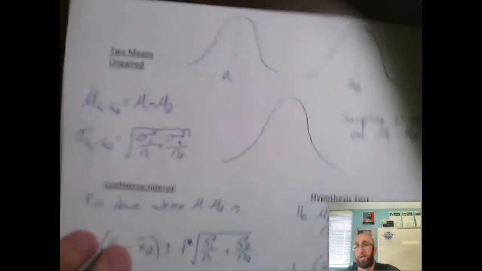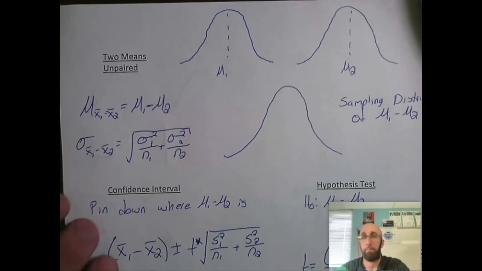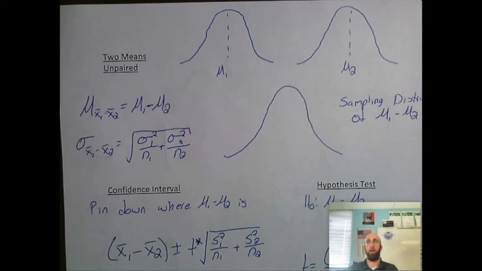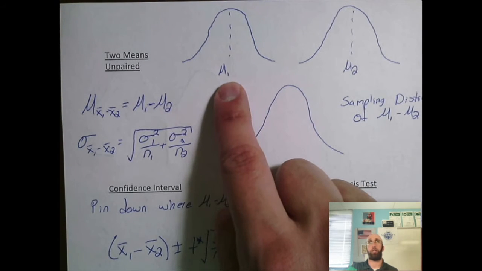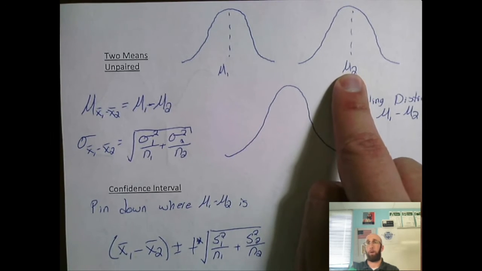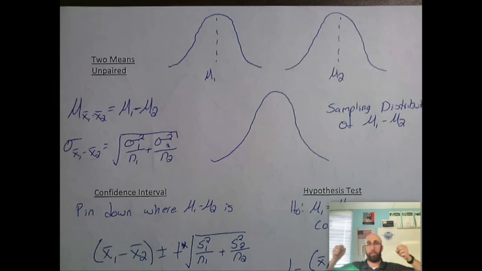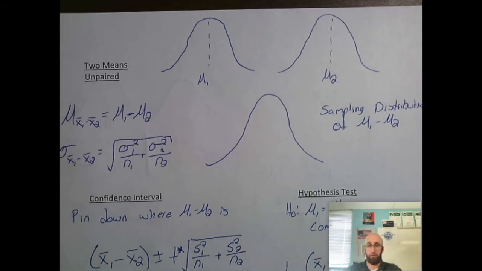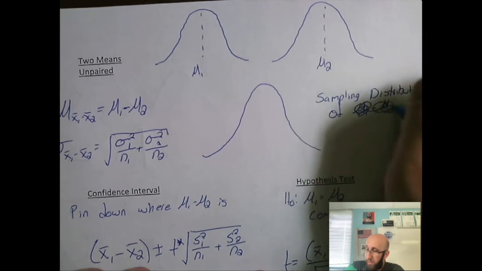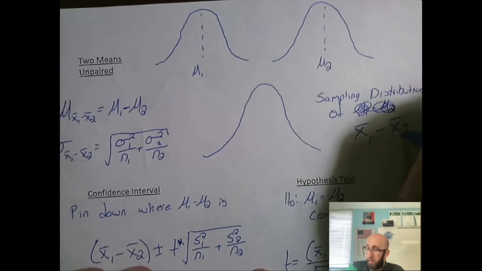Our final problem I want to talk about is two means that are unpaired. Let's talk about what this sampling distribution looks like, and then we'll get to the confidence interval and hypothesis test. The idea is I have one population that has a population average, and a different population that has a population average. I want to compare these two populations and their averages. So we can create a sampling distribution of x bar 1 minus x bar 2.